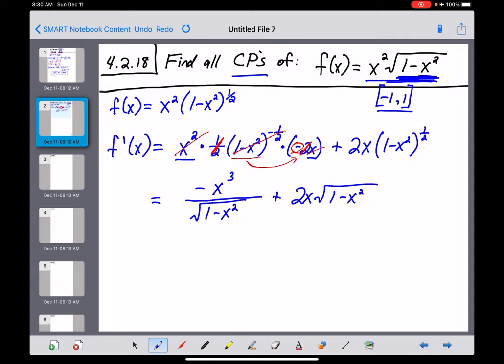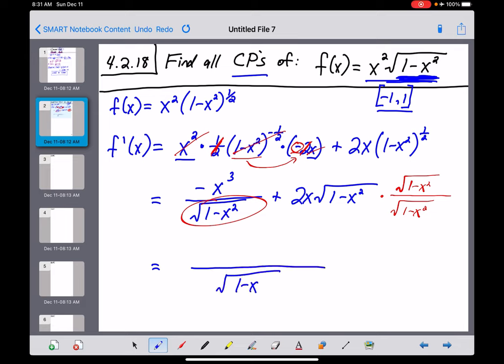That's where we're at. And I'm going to do something now that I might not normally do. I think it would benefit us to get this derivative written as one term and one fraction. So I'm going to multiply the second term right here by this denominator over itself. Square root of 1 minus x squared over the square root of 1 minus x squared. That's going to get us a common denominator and allow us to put these two fractions together. So I think we can go right there. The common denominator will be the square root of 1 minus x squared.